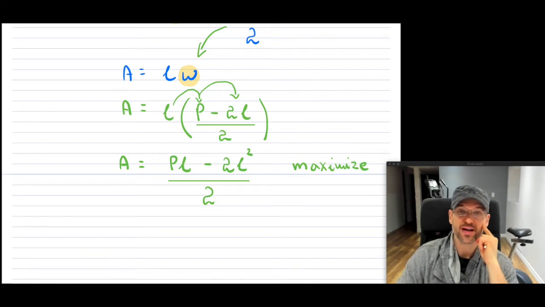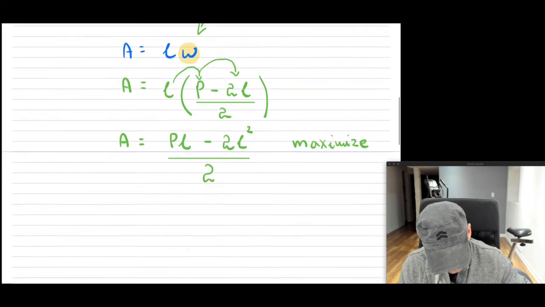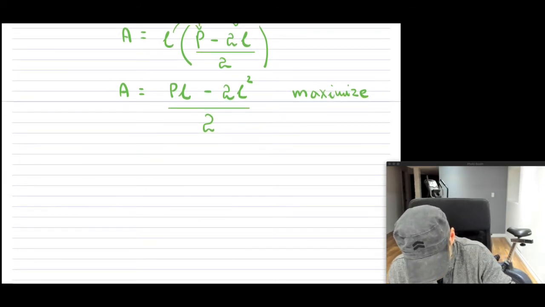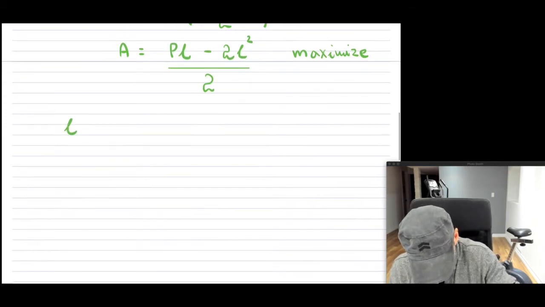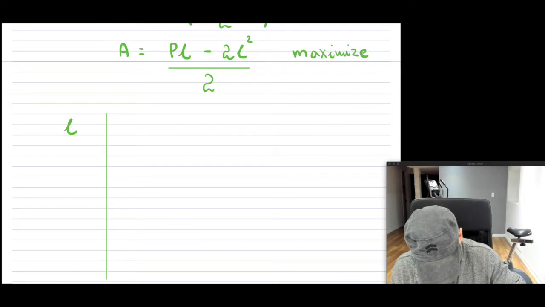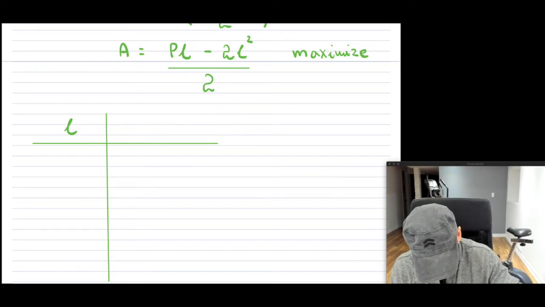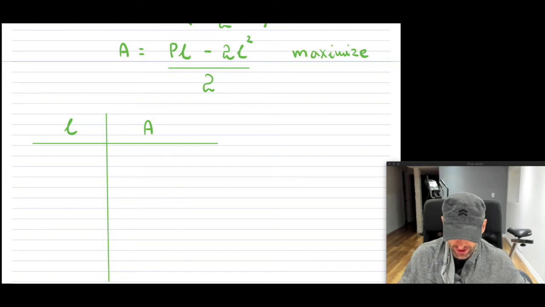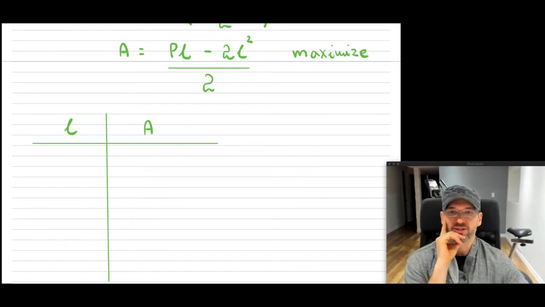Okay, so let's try it. So this is what we're going to have. All right, so I'm going to do a little table of values, L. I'm going to divide this up like this. I'm going to try to find my area. So here's my area, and I'm going to use that equation to find what that area actually is.